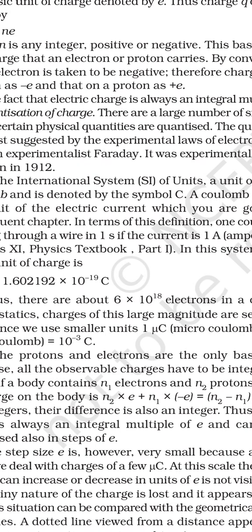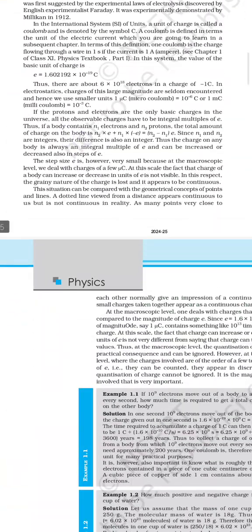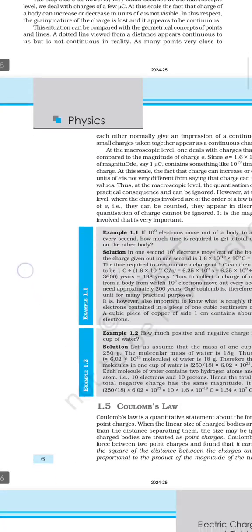If a body contains n1 electrons and n2 protons, the total amount of charge in the body is n2 into e plus n1 into minus e, so (n2 minus n1) into e. As n1 and n2 are integers, the difference is also an integer. So basically, the grainy nature of the charge is lost and appears to be continuous. Okay, next, we have another topic: at macroscopic levels, we deal with charges that are enormous compared to the magnitude of the basic charge. 1 microcoulomb contains 10 power 13 times the electronic charge. At the macroscopic level, quantization of charge can be ignored.